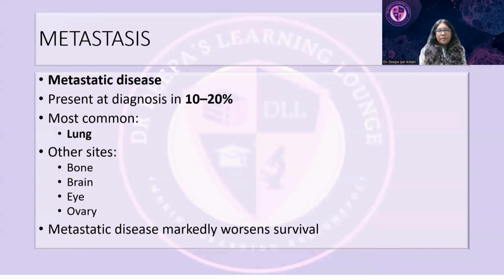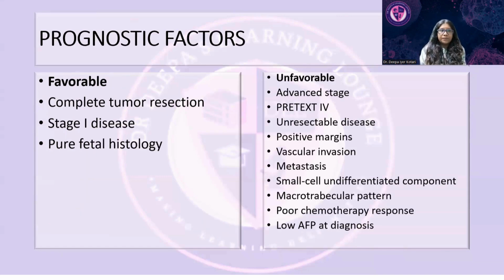Approximately 10 to 20% of the patients have metastatic disease at presentation, unfortunately. The lung is by far the most frequent site. However, the metastasis may occur in bone, brain, eye, or ovary. And the presence of metastasis at diagnosis is one of the major adverse prognostic factors. That is where staging is not simply a classification exercise. It is also something that influences the prognosis and planning of the treatment for the patient.